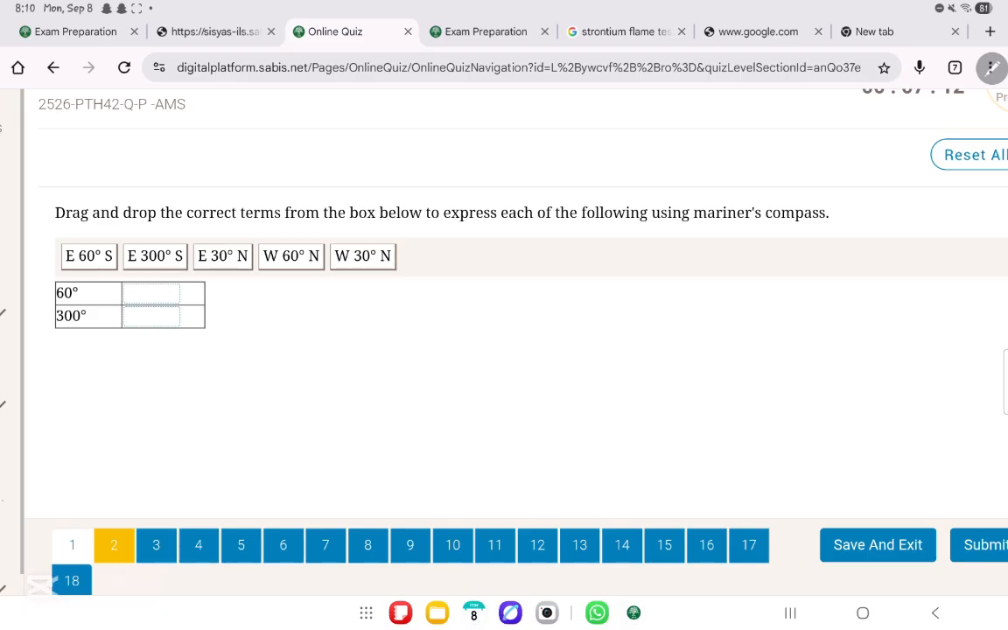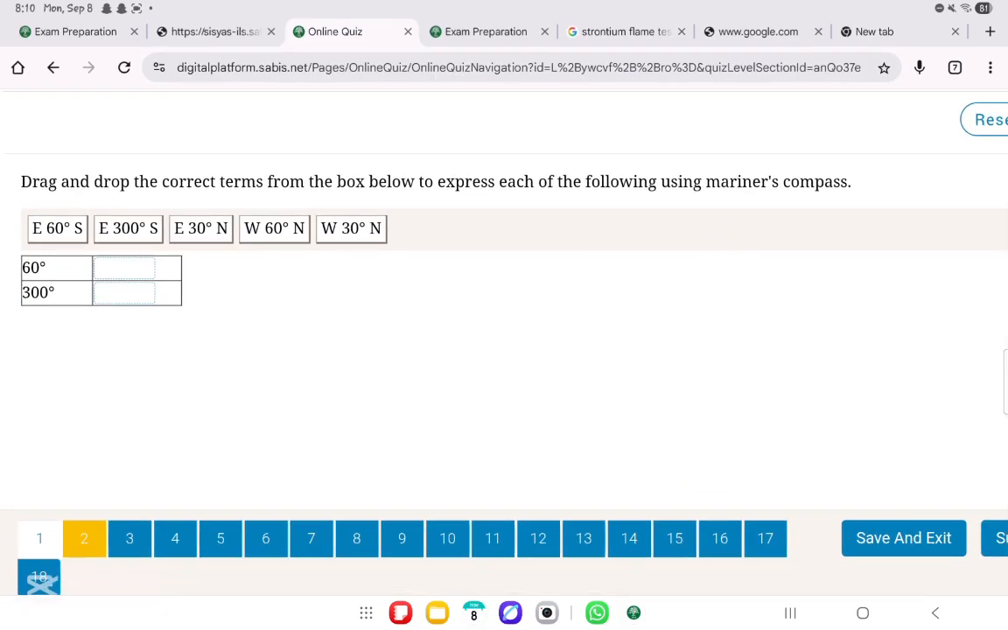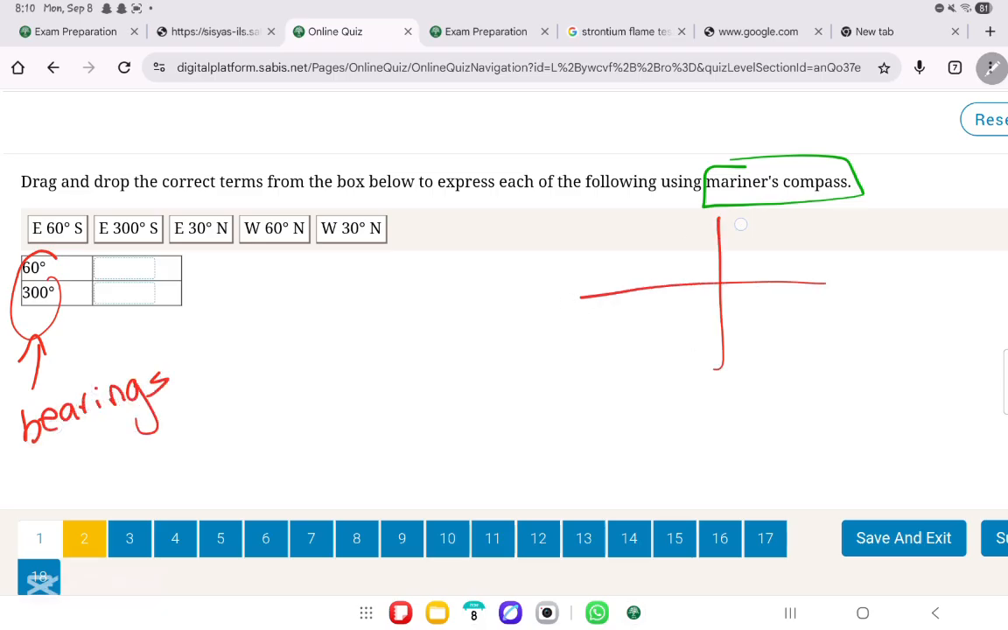Let's move on to question number 2. What does it say in question number 2? Drag and drop the correct terms below to express each of the following using Mariner's compass. Here they didn't specify what these angles are, so I'm just going to assume that they are bearings, okay? So never eat shredded wheat.